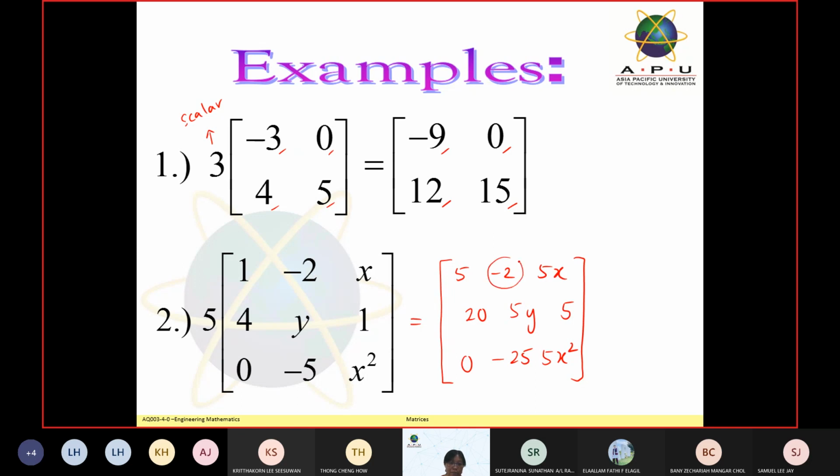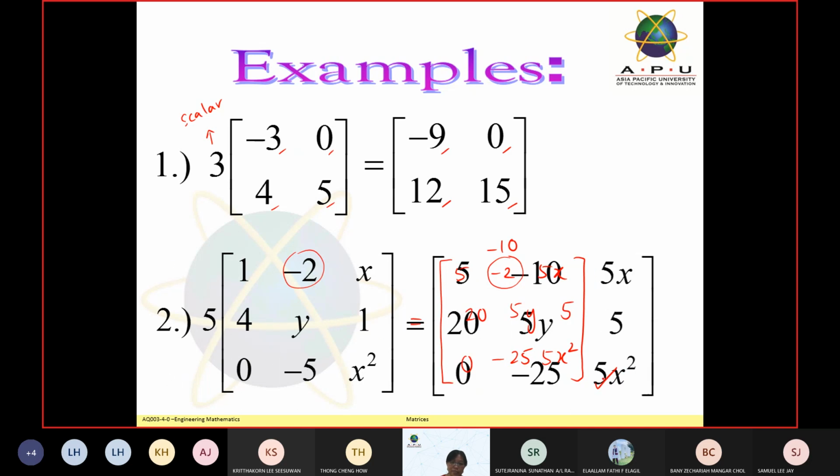Okay, Ilalam, how about this one? Can you check your answer? I'm sorry, miss. I made a mistake. It's 10. Okay, so this one should be negative 10, correct? Okay, so each one is multiplied by 5. Yes, correct. Okay?